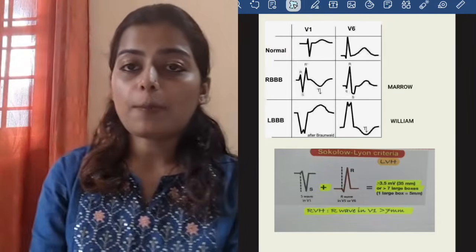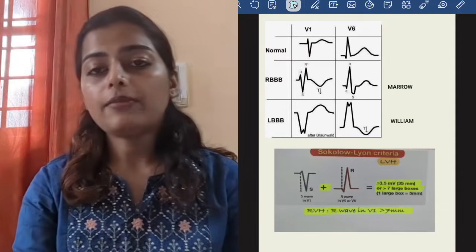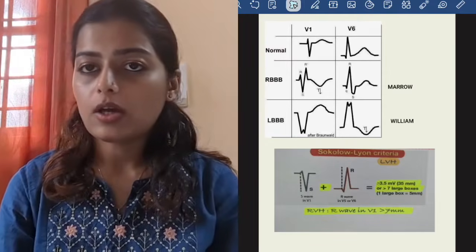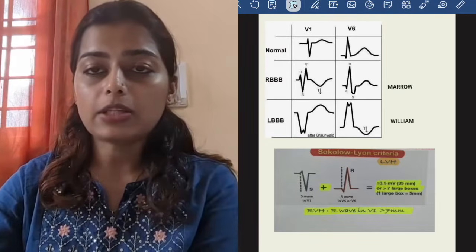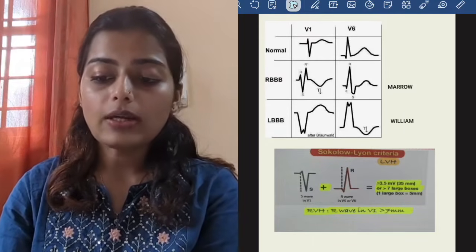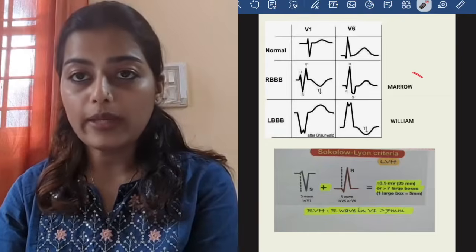Now we'll move into the topic of bundle branch blocks. We have 2 types of bundle branch block, left bundle branch block and right bundle branch block. To identify whether it is a right bundle branch block or left bundle branch block, we have 2 formulas. One is Marrow and one is William.